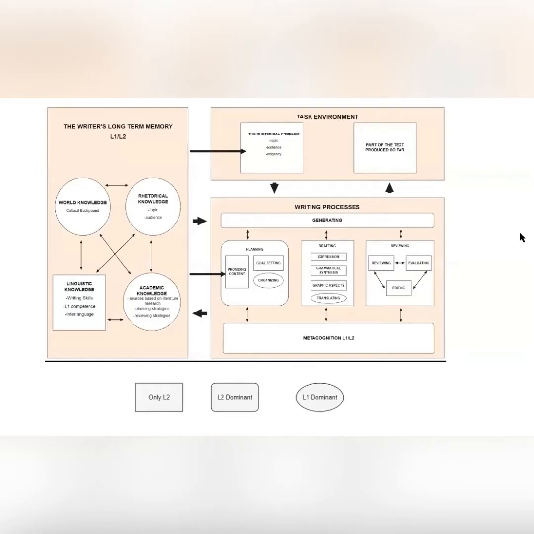In terms of task environment, it's the same. Topic, audience, and exigency with the rhetorical problem, and it's considered the input in this case, as in the SLA class we used to know this. And the output would be the part of the text produced so far, which is also part of the task environment, and it's the same as in the Flower and Hayes model. In terms of the writing processes, we split it into four different ones, plus the monitoring, which is now the metacognition, because it's a modern approach to this supervising of our teaching and learning and strategies and styles.